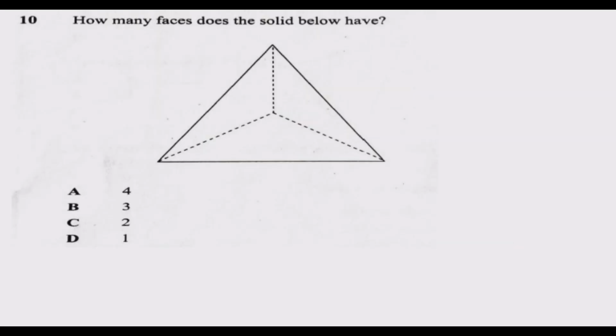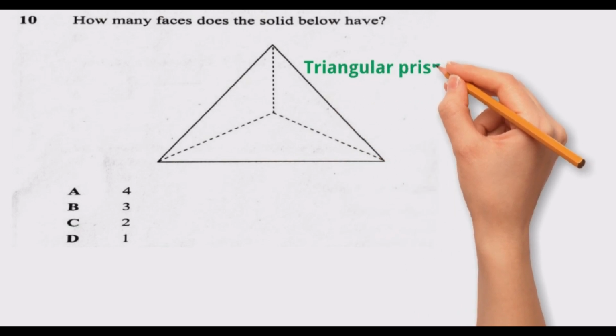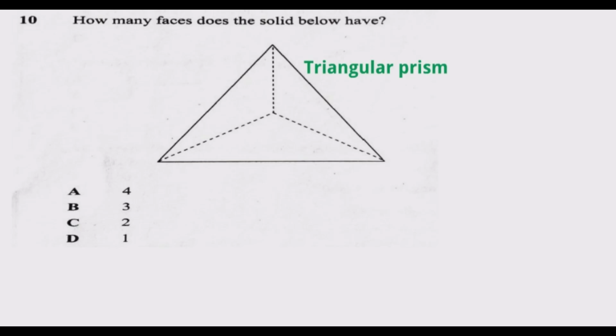Okay, we come to question 10. How many faces does the solid below have? This is a triangular prism. It's a solid, that's what we are told. It is a complete triangular prism. So what I'm going to do is give each side a different color so that we can count together.